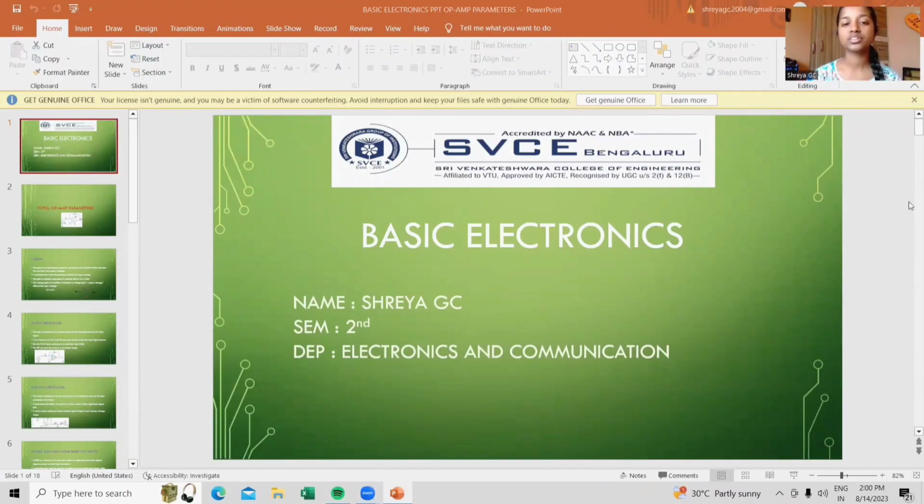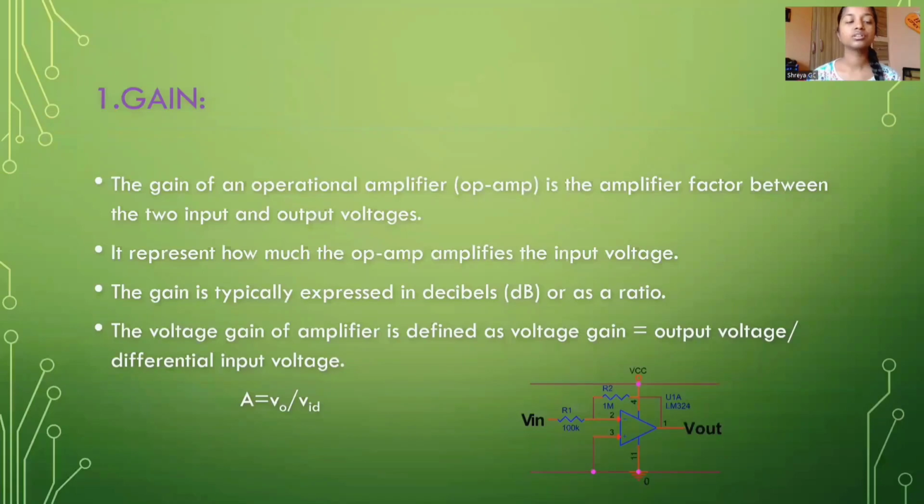Now, I'm going to discuss a topic of basic electronics, that is, op-amp parameters. In that, the first one is gain. The gain of an operational amplifier (op-amp) is the amplification factor between the input and output voltages. It represents how much the op-amp amplifies the input voltage. The gain is typically expressed in decibels or as a ratio.